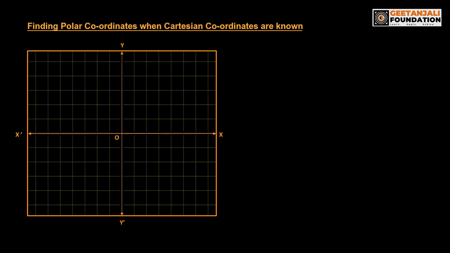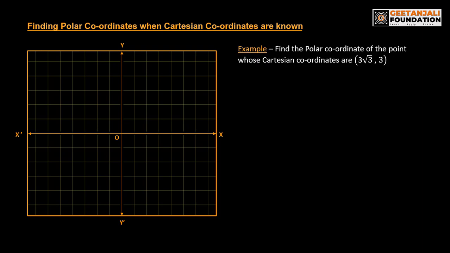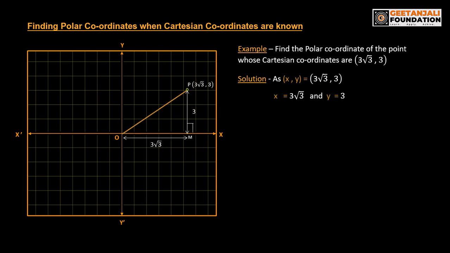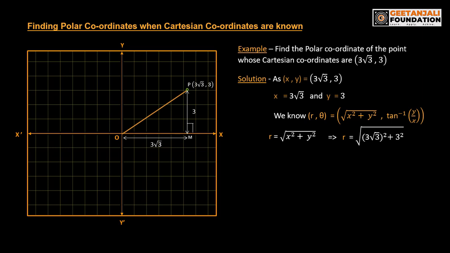Let's understand this by an example. We have to find polar coordinates of the point whose Cartesian coordinates are 3 root 3 and 3. Here x is 3 root 3 and y is 3. Now let's apply the relation which we have just learned. r is equal to square root of x square plus y square. Let's substitute values of x and y here. x is 3 root 3 and y is 3. We take the square of both of them and add them. And finally we got the answer r equal to 6.